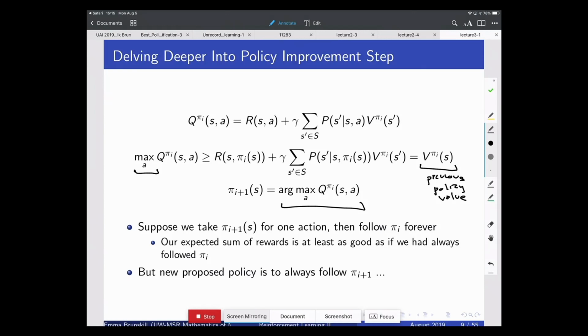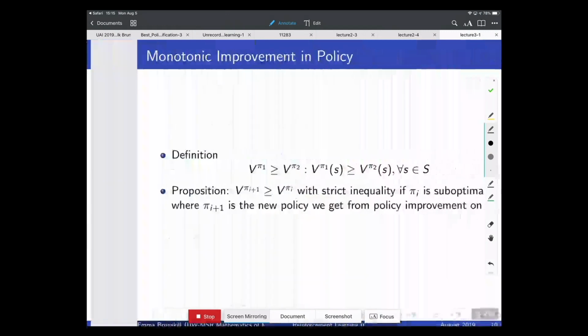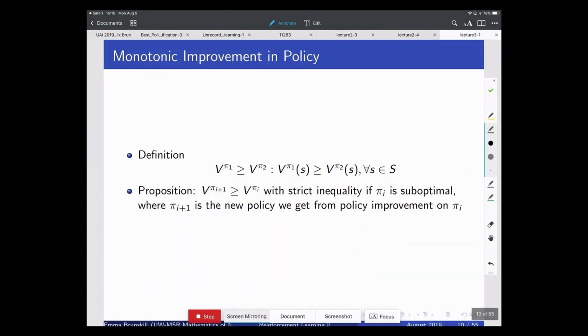So that's slightly subtle. And I encourage you, as an exercise, to do that proof to show that, in fact, this is monotonically improving. So if we follow this new updated policy, it is in fact guaranteed to be a monotonic improvement compared to the old policy, unless we're at pi star.